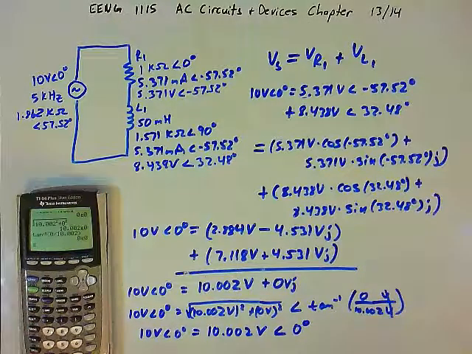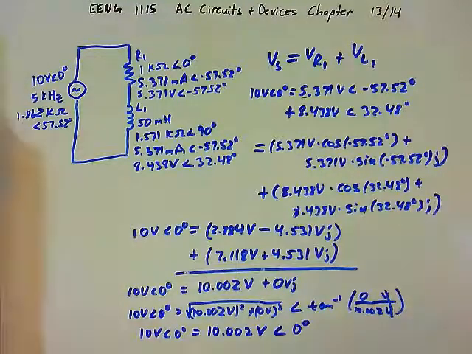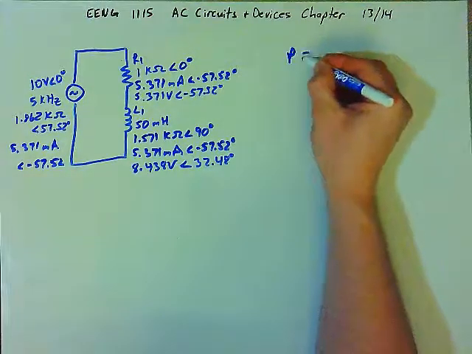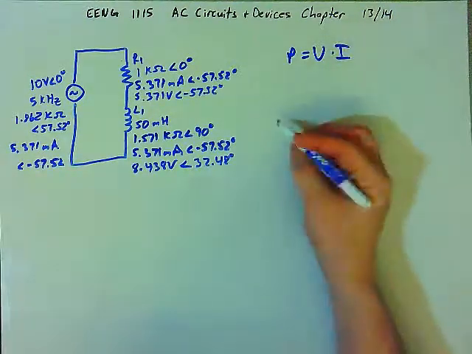We have two components in series in a circuit. Their voltage drops should add up to the source voltage, and they do. And so that's how we know we've got the right answers here. Let's look at the power for this circuit. Recall that the power is the voltage times the current.